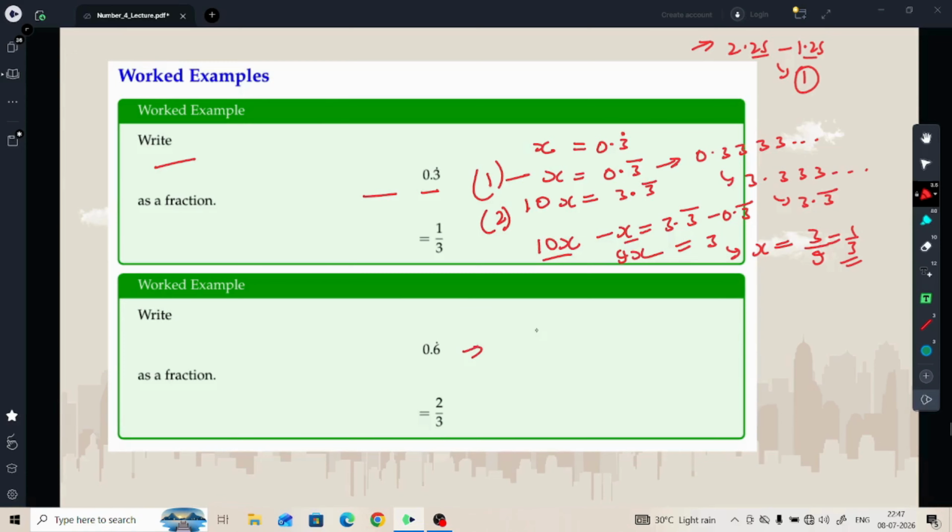Similar to that, 0.6 bar, we can do the same. x equals 0.6 bar, 10x equals 6.6 bar, and then we can just subtract. So we'll be getting 9x equals 6, x equals 2 by 3. Simple.